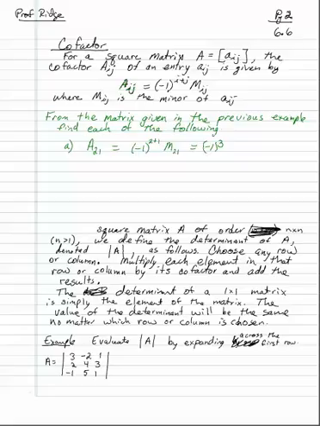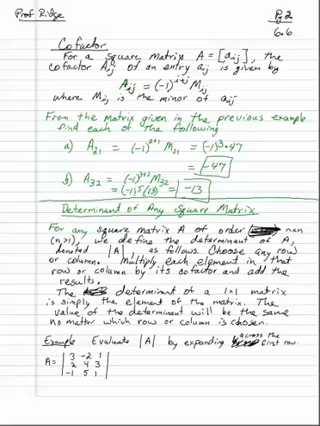M21 from the last problem we did was 47, so we're going to get -47. Okay, and then B, if we do A32, we're going to get -1 to the 3 plus 2 times m sub 32. And that's going to get us -1 to the 5. M sub 32 is 13, so we get -13.